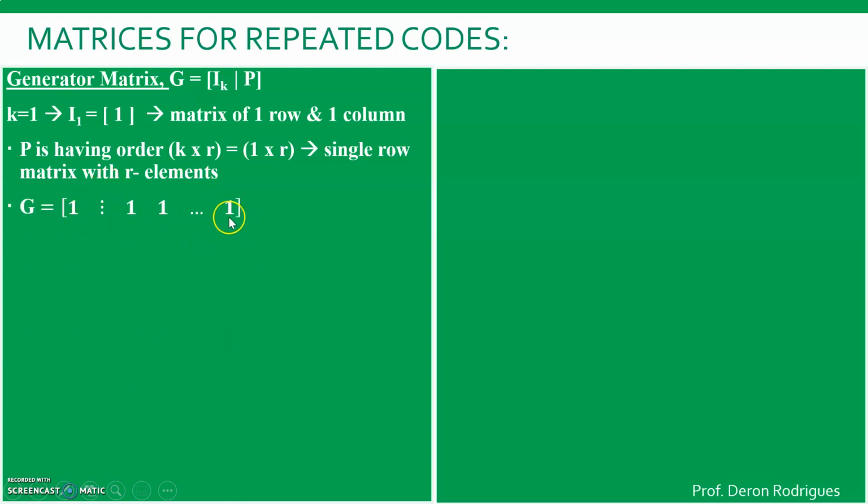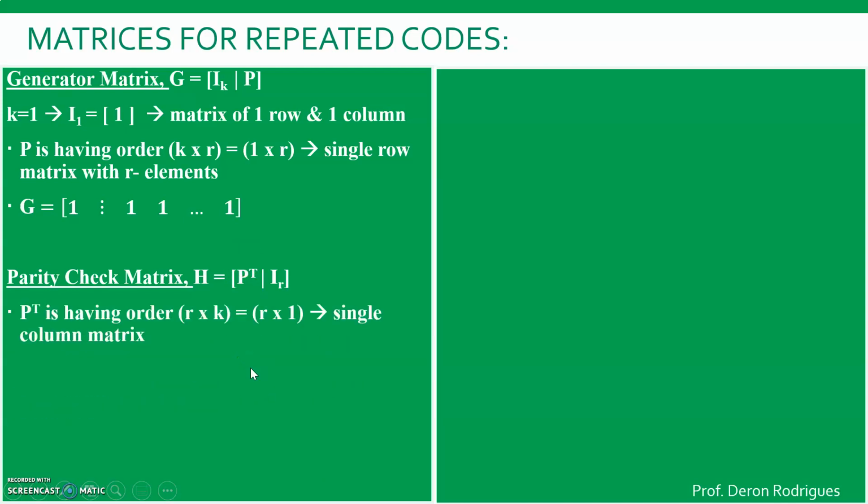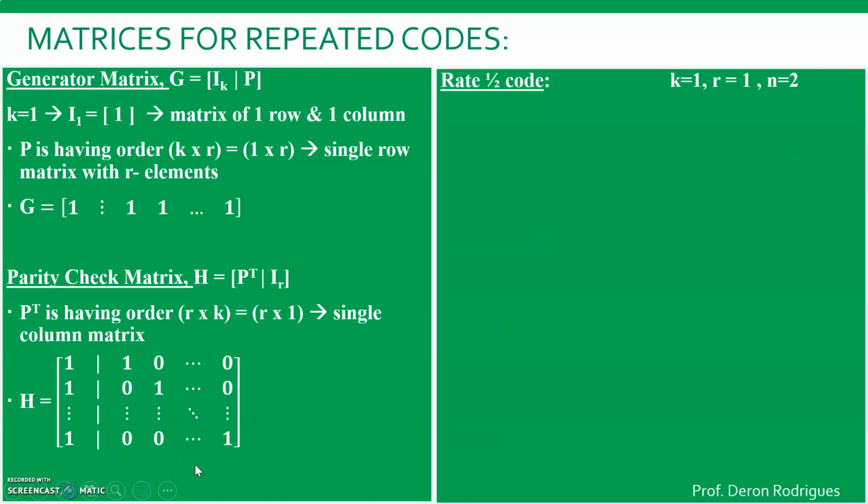So this is the way we get the generator matrix. First is Ik, which is a single element, and then a row matrix with r elements. Since P is a row matrix with r elements, P transpose will be a single column matrix with r elements. And Ir is nothing but the identity matrix of order r.